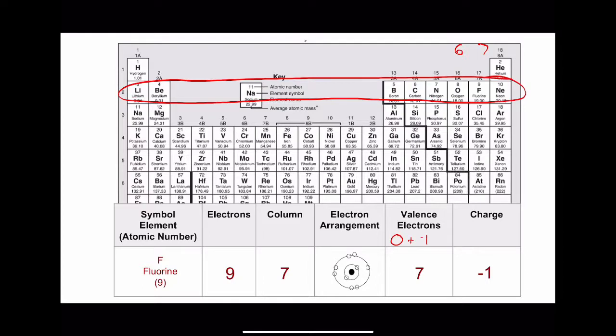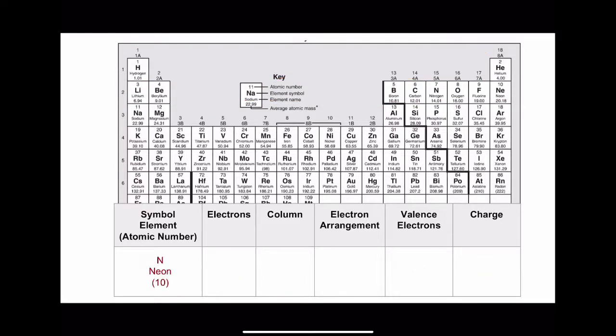For the last element for this second energy level, we have neon, which has an atomic number of 10, so 10 electrons. This time we are in column 8. So you can see right there, the A's represent the main group elements and their column numbers. So we're in column 8 here for the electron arrangement. This is the last electron of shell number 2. So we have a full inner shell. We're adding 8 electrons into the outer shell.